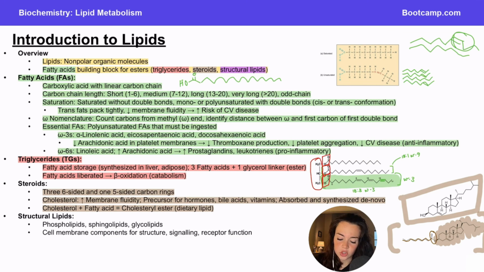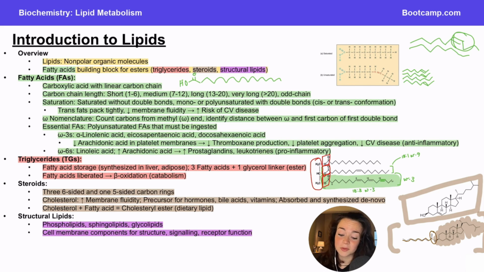And then finally, we'll talk about structural lipids, and this is a class of lipids that includes things like phospholipids, sphingolipids, and glycolipids. I don't have a picture here for you because there's a ton of different structures within these categories. You can look up some pictures for inspiration, but in essence, what you need to know is these are cell membrane components. They're involved in structure, signaling, and they have receptor function.